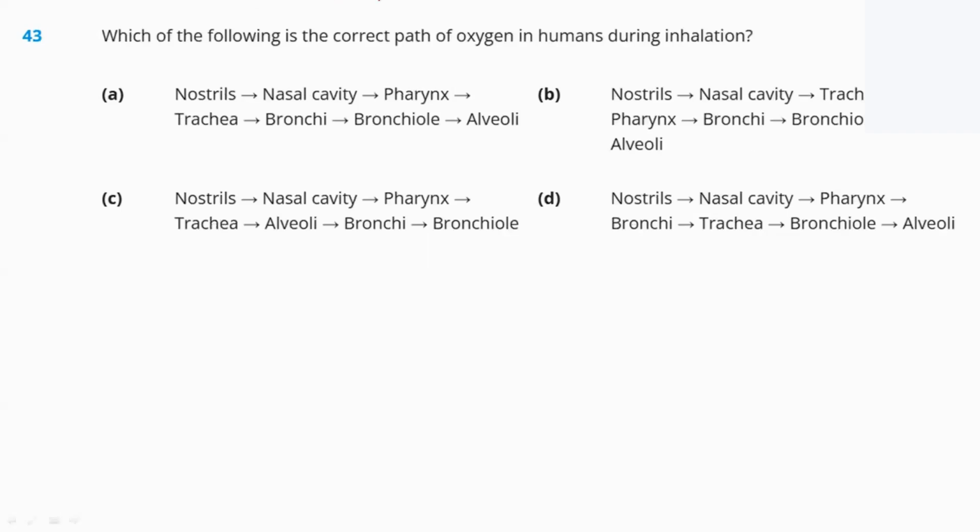Next, which is the correct path of oxygen in humans during inhalation? Okay, so during inhalation, the air goes from nostrils, then to nasal cavity, then to pharynx, then to trachea, bronchi, bronchioles, and alveoli. So where do we have this? We have it in option number A. Okay, so A is our right answer.